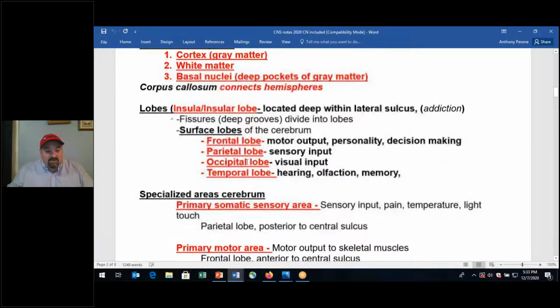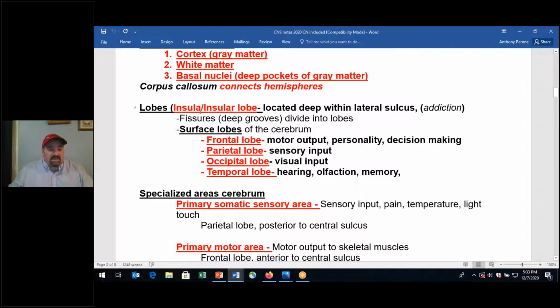So the lobes here, now you'll see here, what is this? The insula, or the insular lobe. We know about the frontal, parietal, occipital, and temporal, and we'll look at an image of that in just a moment. But the insular lobe, well, this is located deep within the lateral sulcus, right? And this has a strong correlation with addiction. And so if the insula has been damaged as a result of surgery or as a result of some type of traumatic injury, it seems that the insula has some type of role in the alleviation of the addiction.